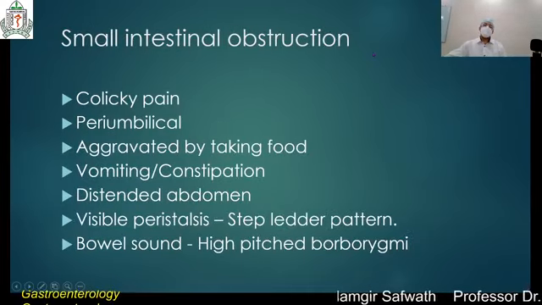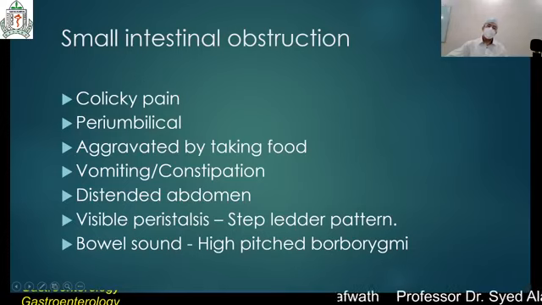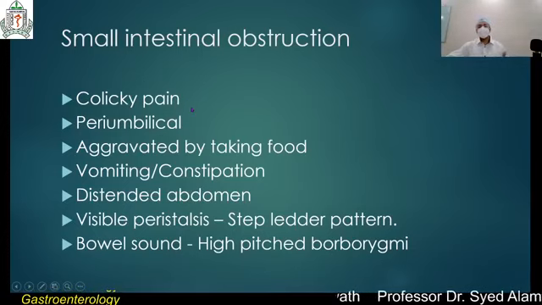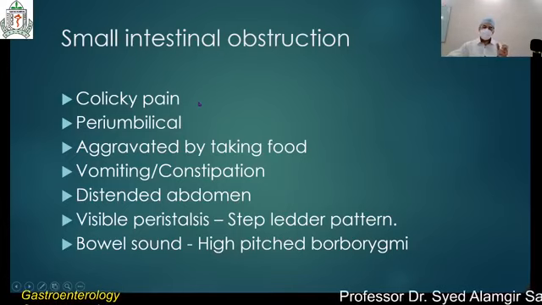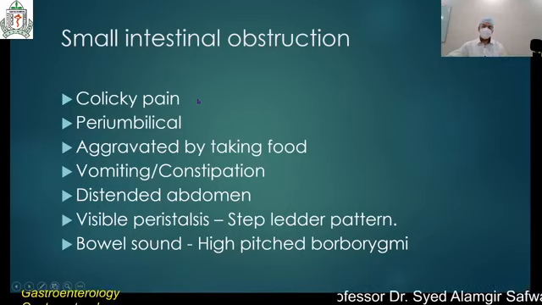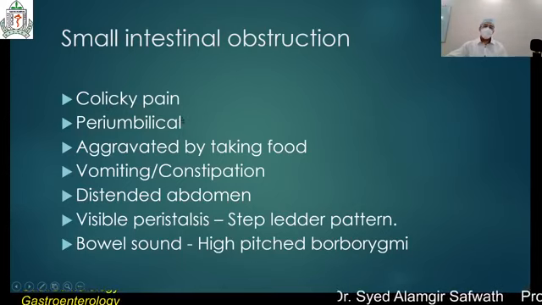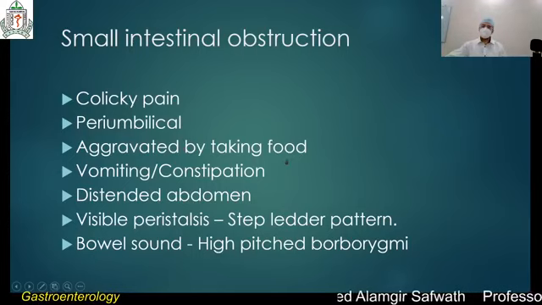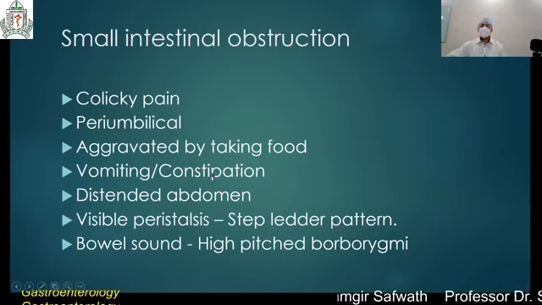In case of small intestinal obstruction, the pain is colicky in nature because it is a hollow viscus. The patient will have some pain-free interval, and when the pain appears, it is a cramping type of pain, then gradually it goes away and there is some interval. So it is colicky in nature. Small intestinal pains are peri-umbilical in location. They are aggravated by taking food. The patient may also complain of vomiting and constipation.